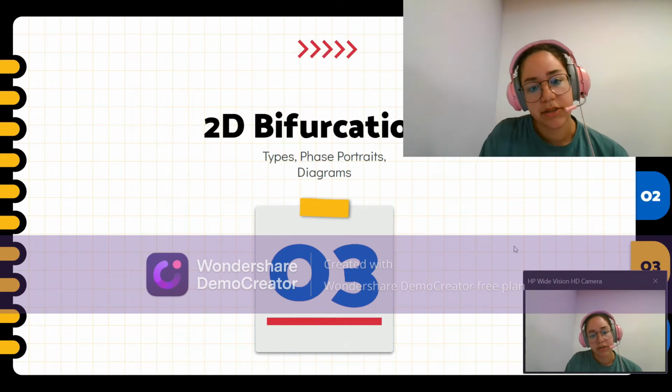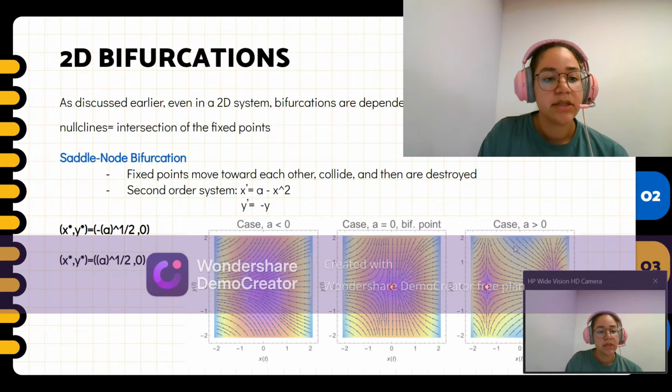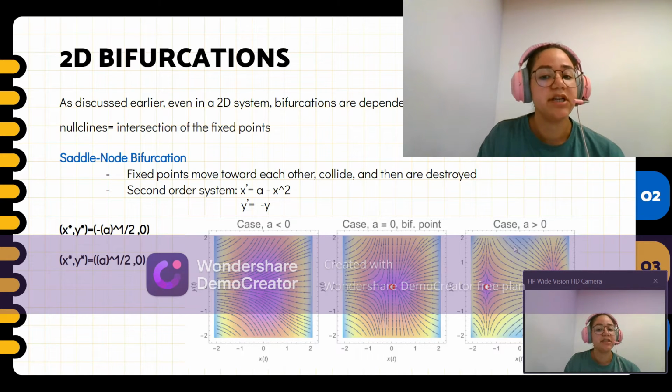So now we're going to go into 2D bifurcations. As discussed earlier, even in a 2D system, bifurcations are dependent on a change of parameters.